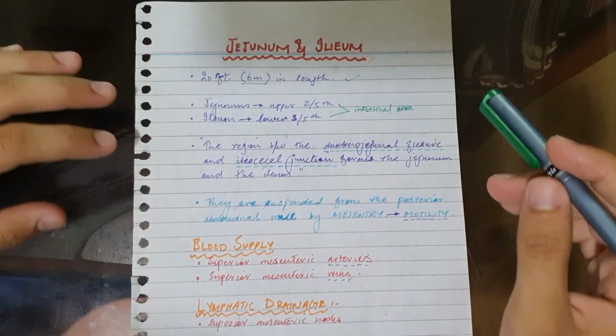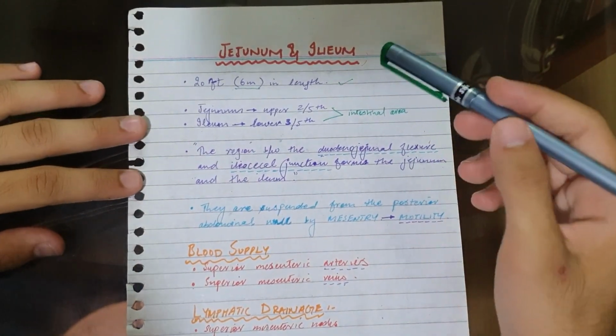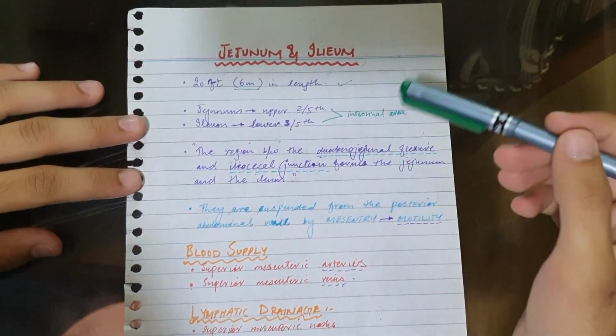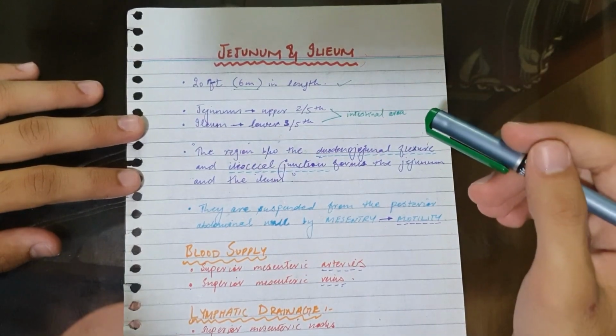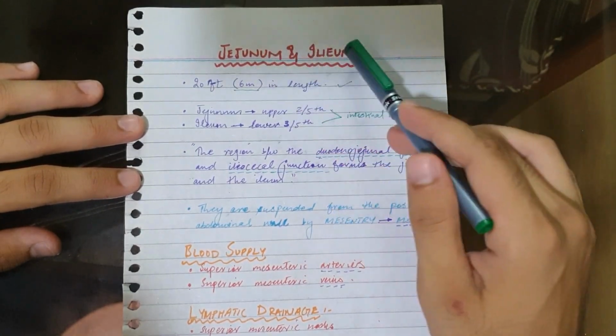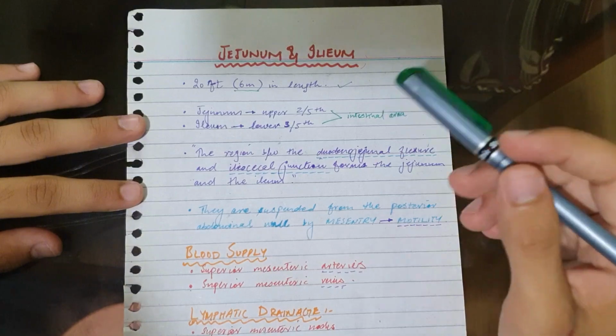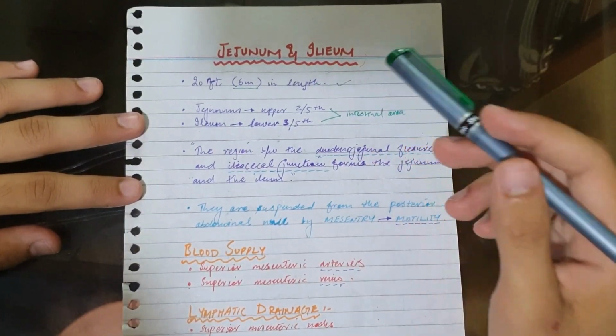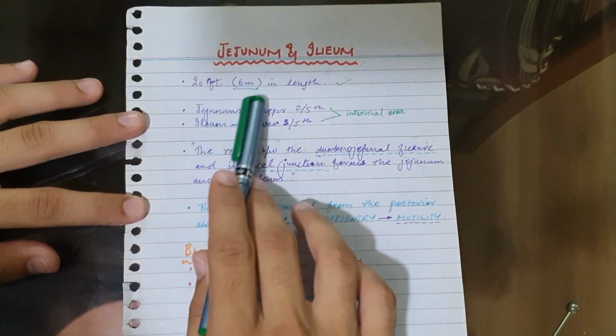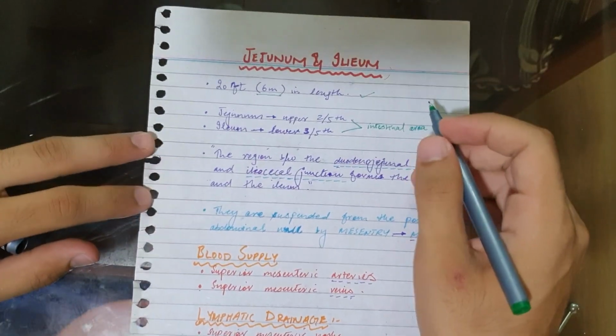Hello students, in today's video we are going to be discussing the gross anatomy of the jejunum and ileum in detail. As we had already discussed the duodenum, now we'll be discussing the jejunum and the ileum. So basically, what is the length of our jejunum and ileum collectively? It is about 20 feet, which is almost 6 meters in length.